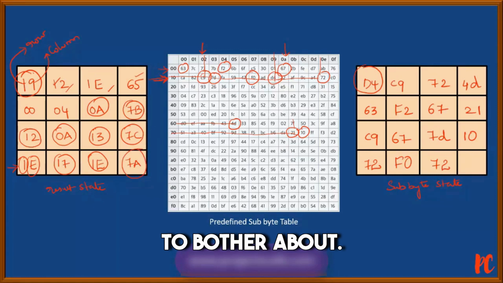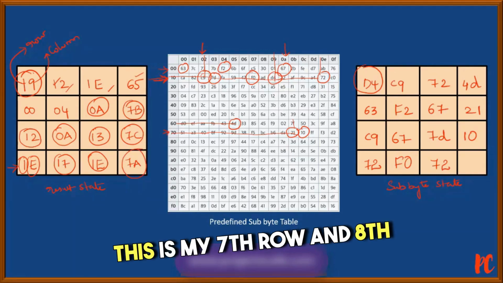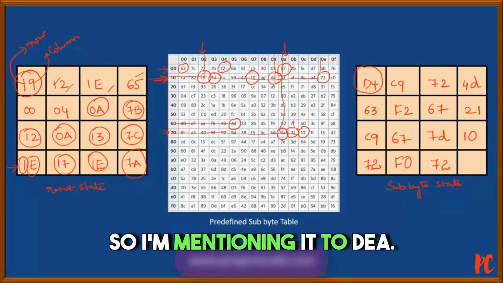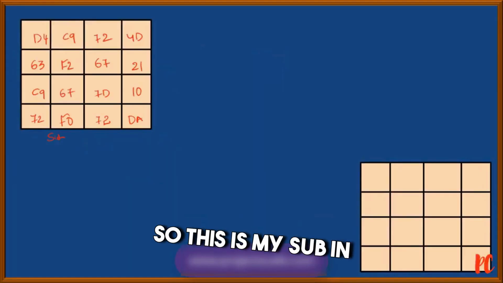7th row I need to bother about. This is my 7th row and 8th column. This is my 8th column. The point of intersection is DA. So I am mentioning it to be DA. So this is my subbyte.